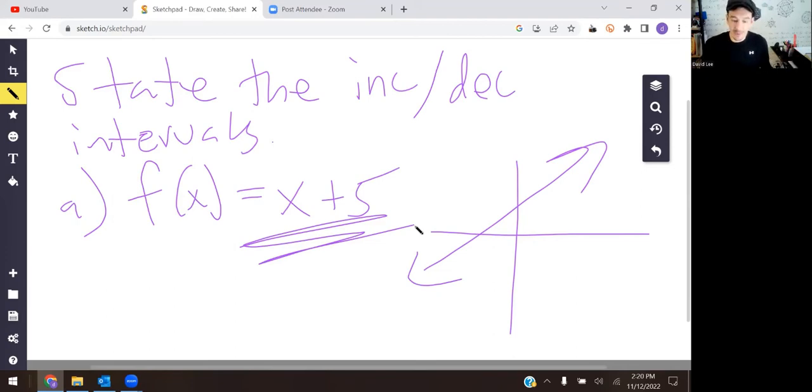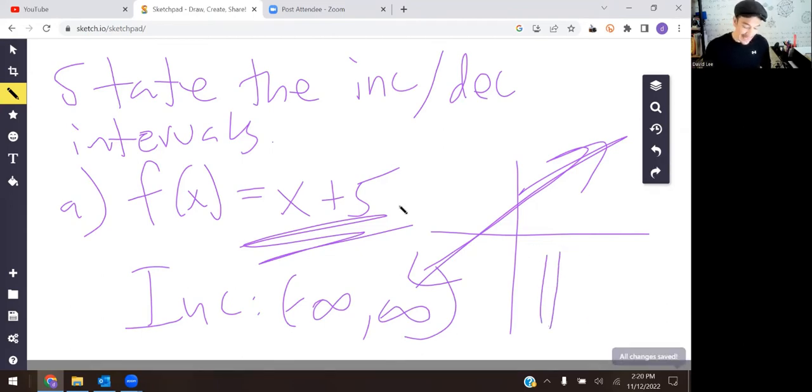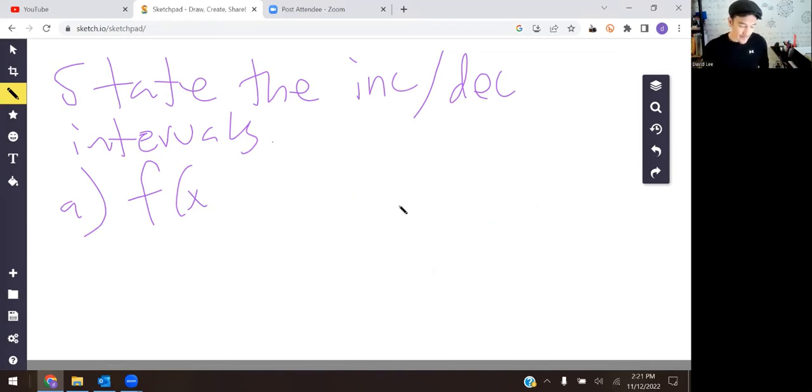You don't need derivatives. You don't need critical numbers. You don't need anything other than basic algebra. Here, this line goes up forever. So it is increasing from negative infinity to positive infinity, otherwise known as all real numbers. And it is decreasing never. What about part B?